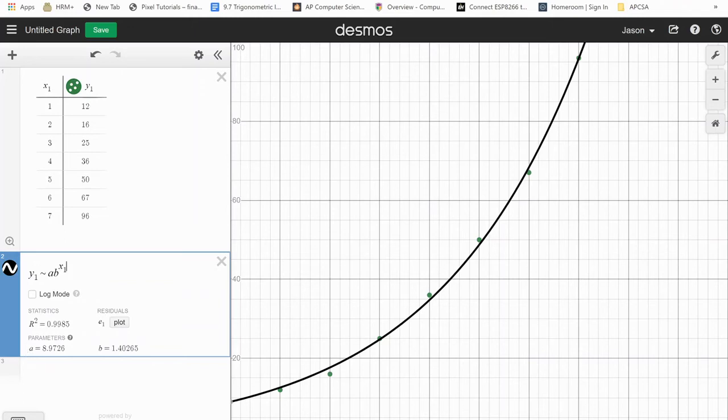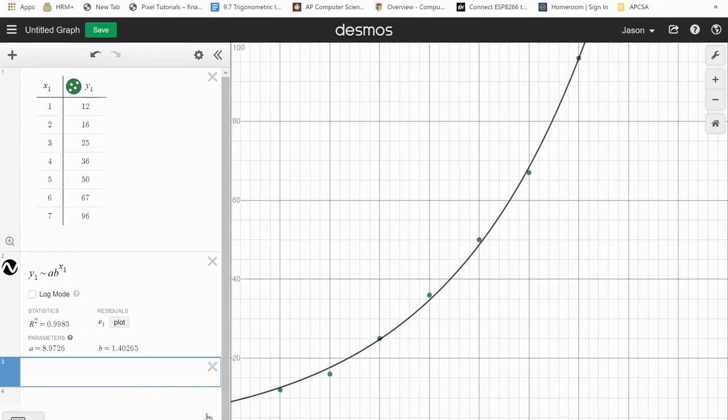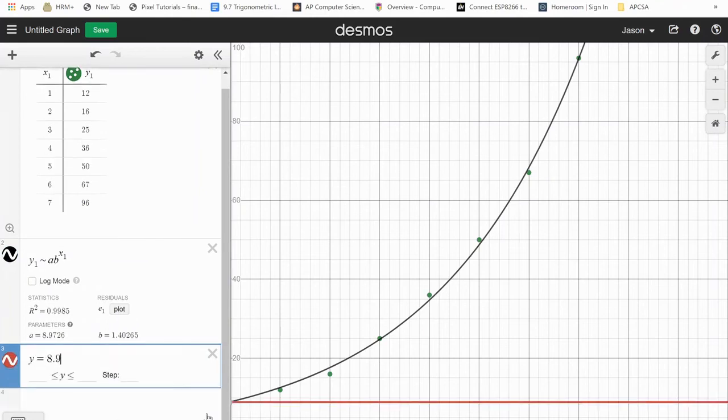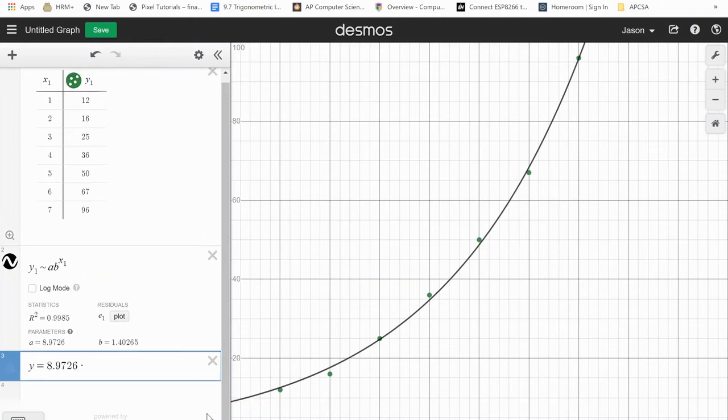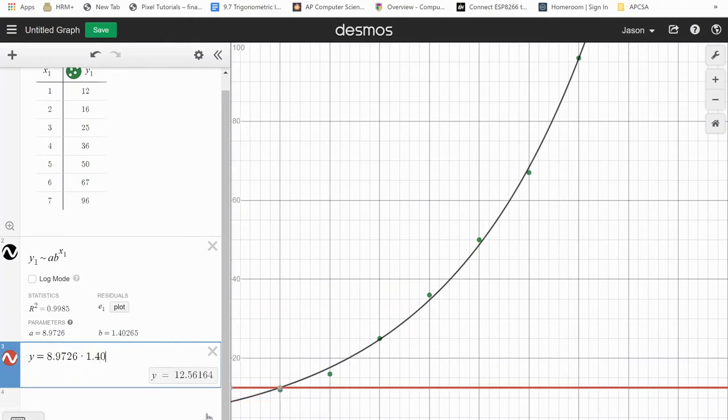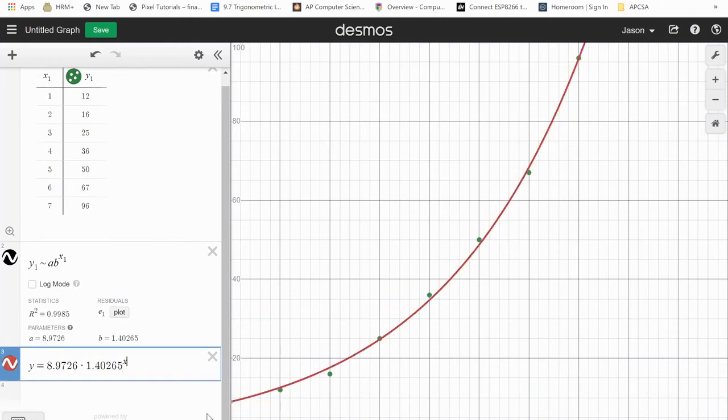So now I see that I've got my parameters. A is 8.9726 and b is 1.40265, which would give me the equation y is equal to 8.9726 times 1.40265 to the x power.